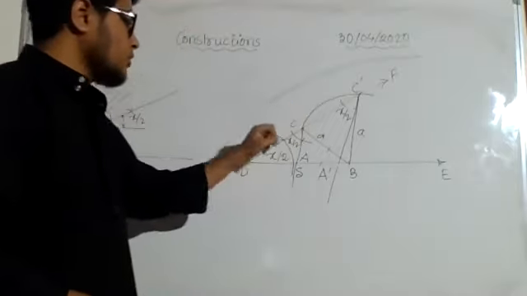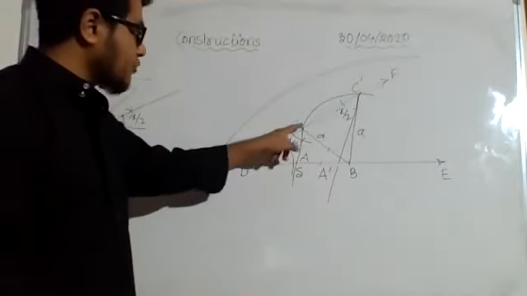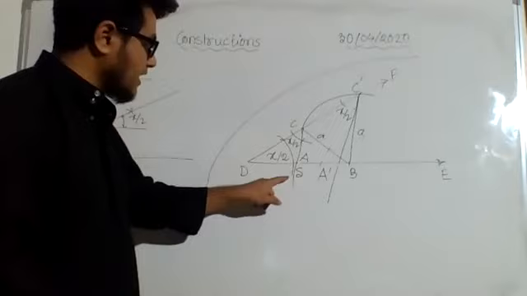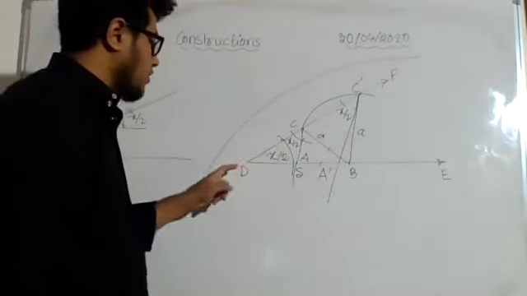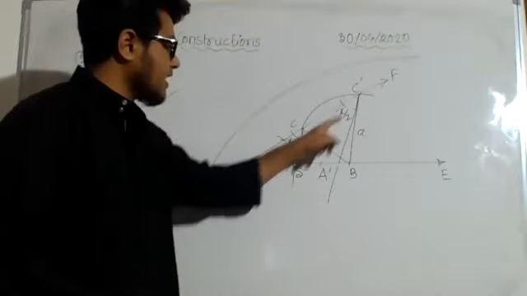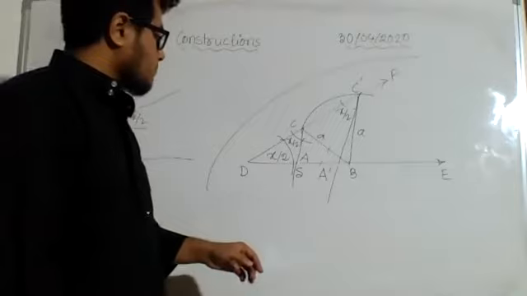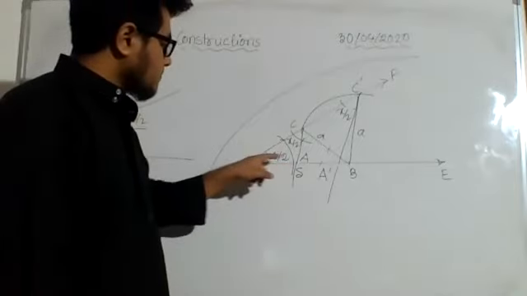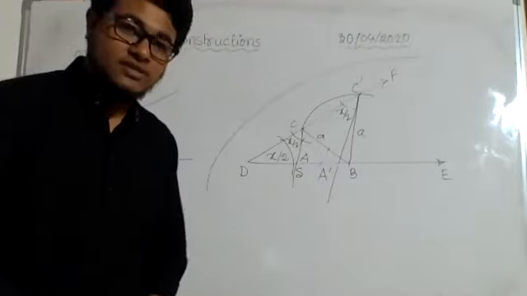Okay, so we join B, C and B, C prime. Then again at the point C we draw an angle BCA equal to x by 2, and at point C prime we draw an angle BC prime A prime, which is also equal to x by 2. So A B C and A prime B C prime, these two are our desired triangles.